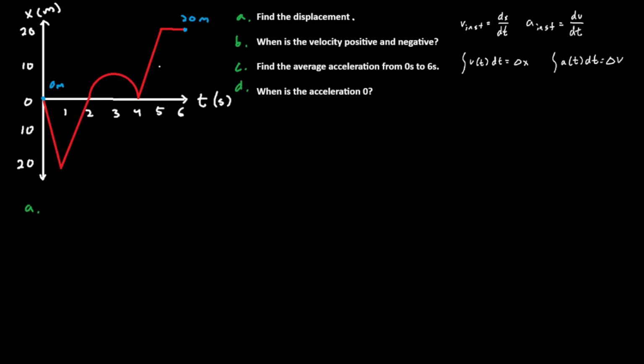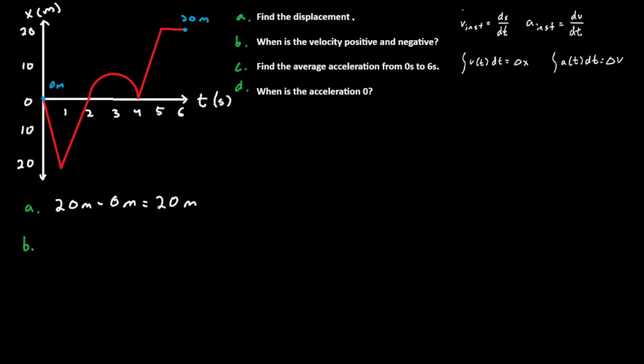And your displacement is simply 20 meters. So, final position minus initial position, and that's just equal to 20 minus 0, which is still 20 meters. So 20 meters is your displacement. Okay, how about when is the velocity positive or negative?